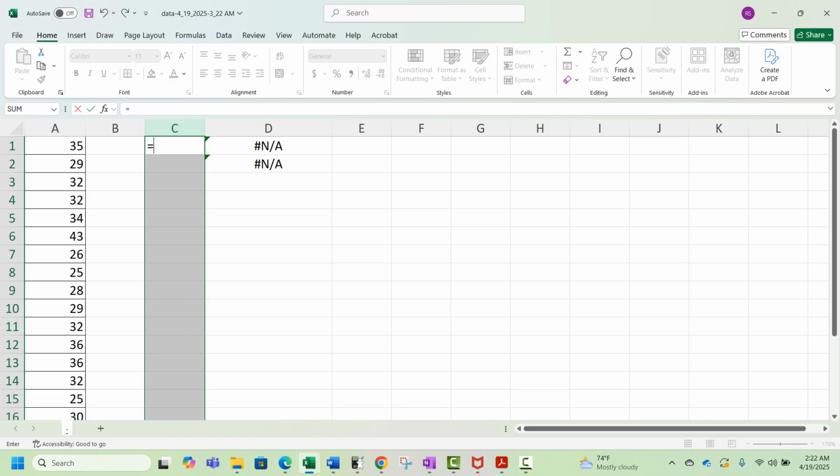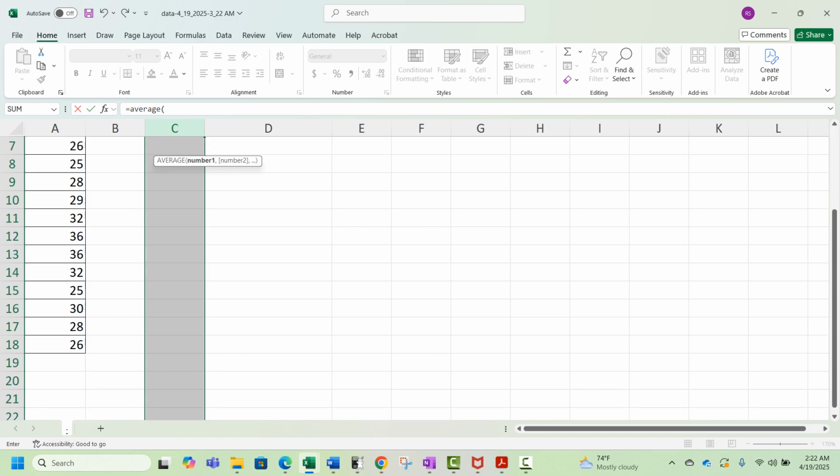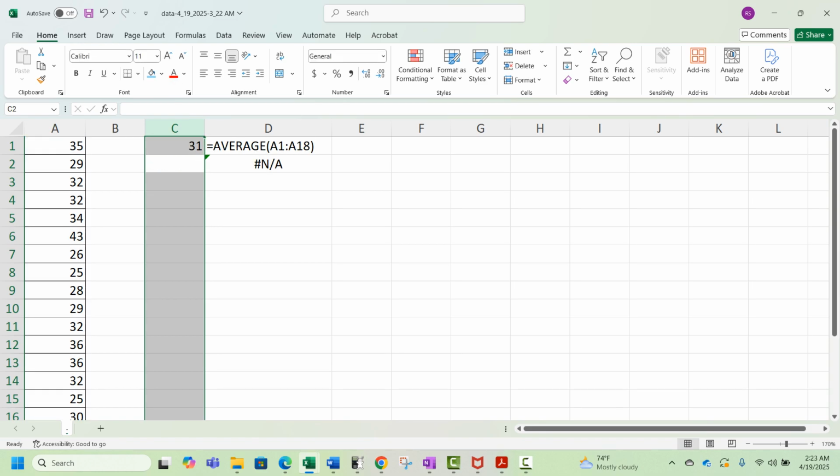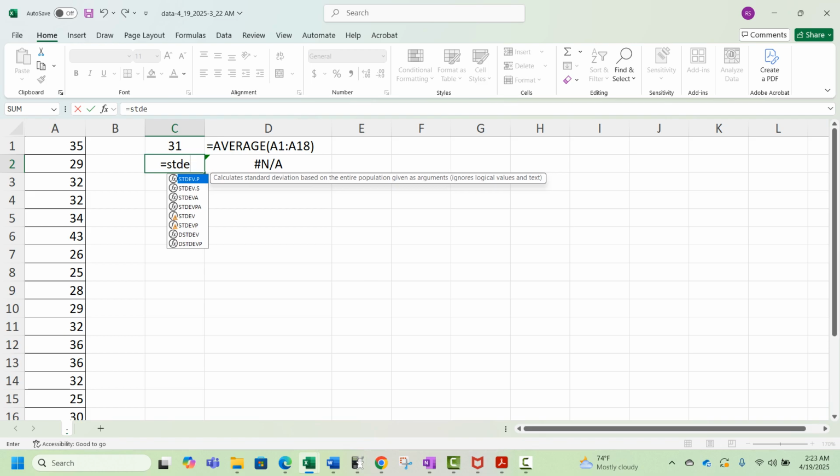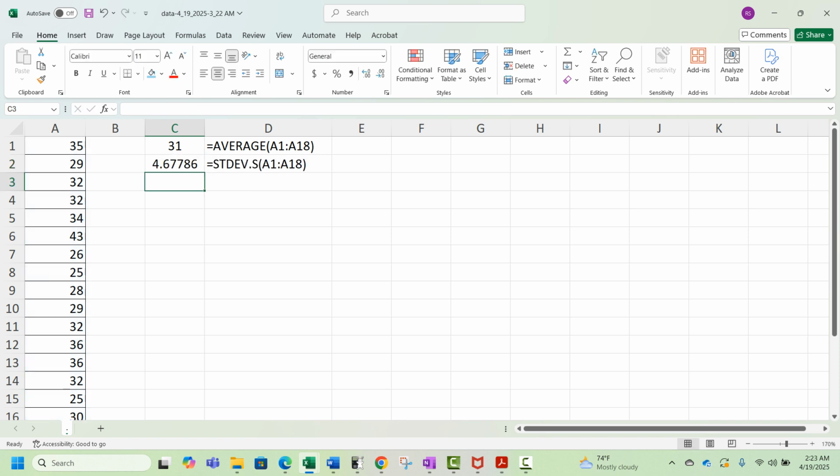And we're going to type in average, A1 to A18. So it's A1 to A18. And 31. Just trying to center that. I don't know why it won't let me center it. Oh, that's in the wrong place. Okay. Oh, that was a height. Okay, I see. And then Std Dev.s of A1 to A18. There we go. So I got to put those numbers.